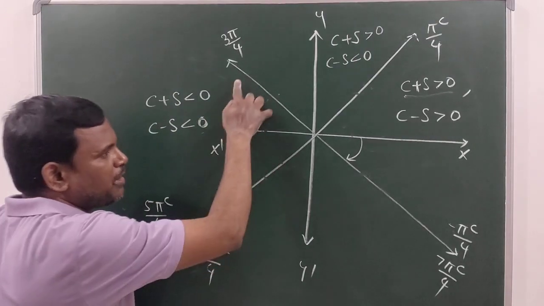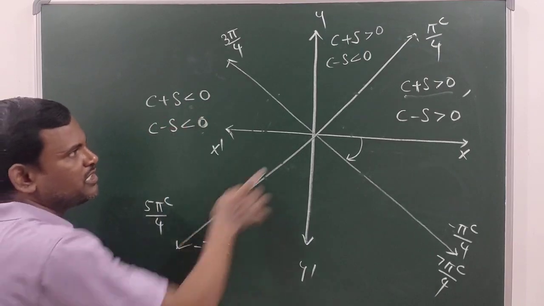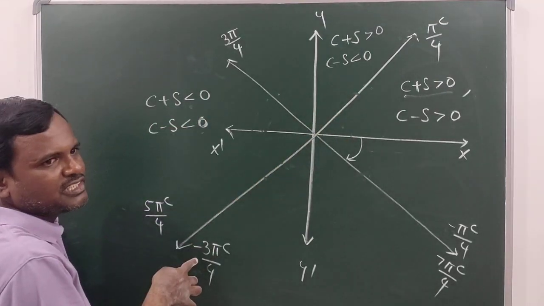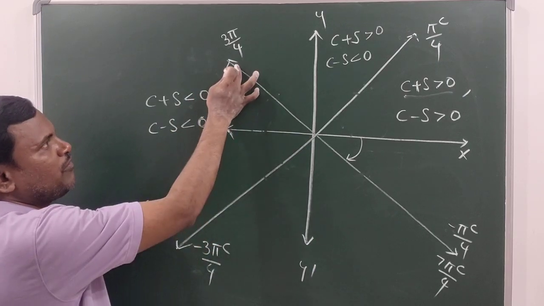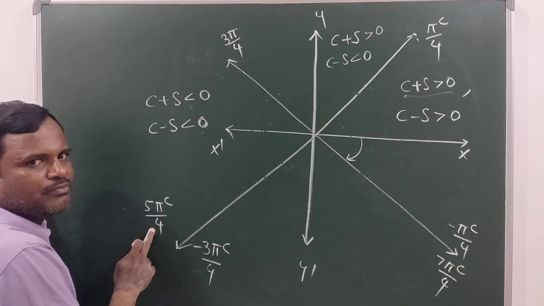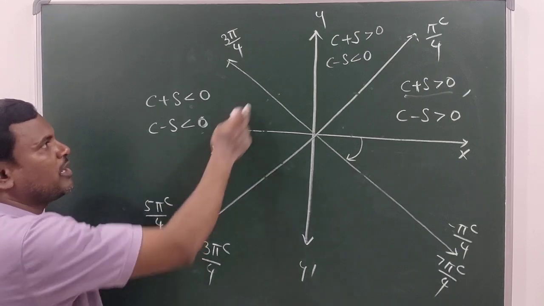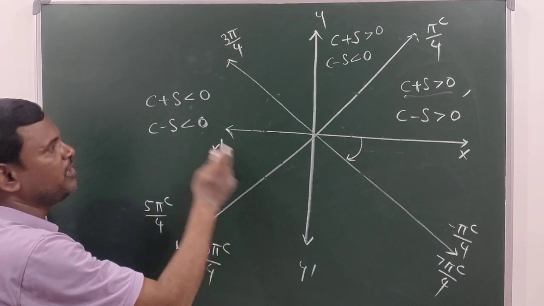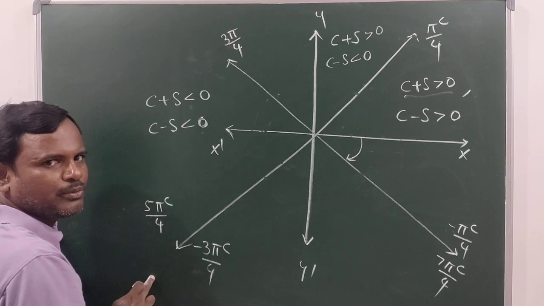Okay, this diagram I wrote for C plus S. So I said to you it is negative. This I have drawn for C minus S. So this side C minus S is negative. So from 135 to 225 degrees, that is 5 pi radians by 4, in this interval C plus S is negative, C minus S is negative.